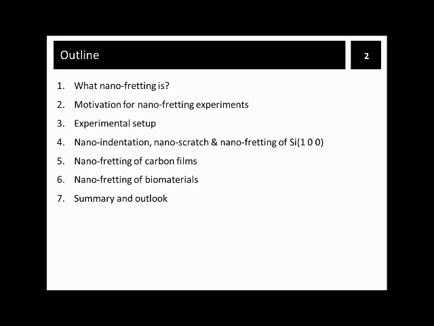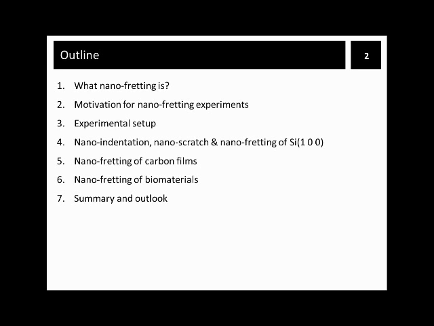After that, I'll explain the experimental setup that we used in the 3 case studies that I will introduce afterwards. These case studies are on nanomechanical testing of silicon, nano-fretting of carbon films, and nano-fretting of biomaterials. And finally, I'll summarize my talk.